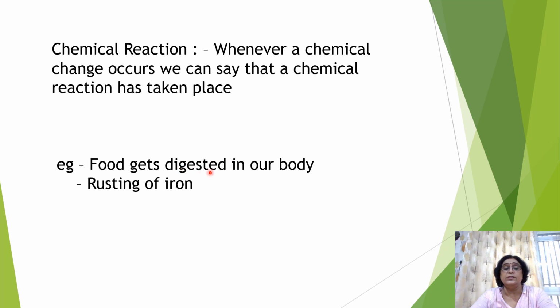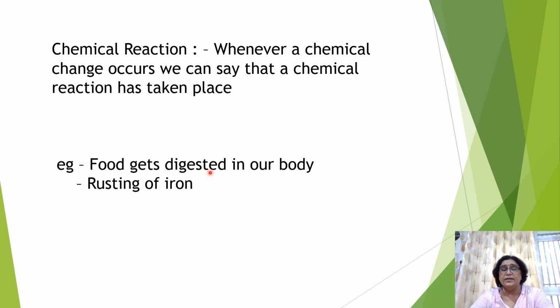Now food, what does food contain? Food contains carbohydrate, proteins and fats. When you digest this carbohydrate, proteins and fats gets converted to the simpler forms and they get absorbed by the blood. So can this change be reversed? Not possible. It is again an irreversible change, and this is again a chemical reaction happening there. There are many chemical reactions happening during digestion.